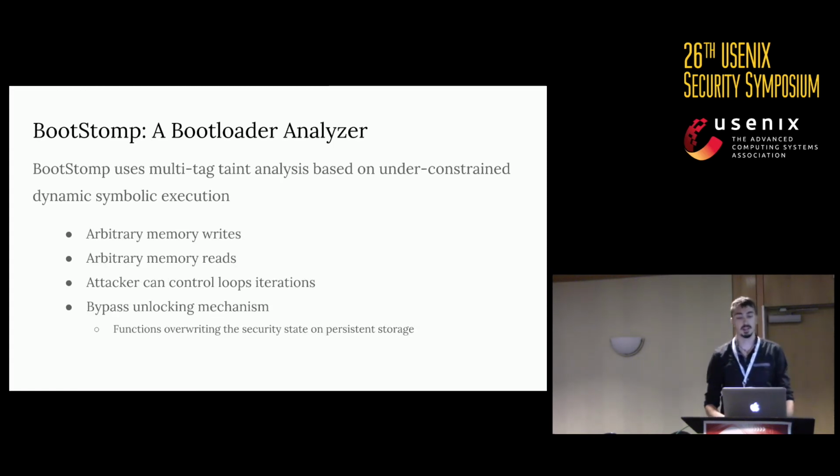BootStomp looks for 4 different types of vulnerabilities: arbitrary memory writes, arbitrary memory reads, loops where the attacker can control the number of iterations, and the bypass of the unlocking mechanism. Basically, what BootStomp does is look for functions which override the security state on the persistent storage.